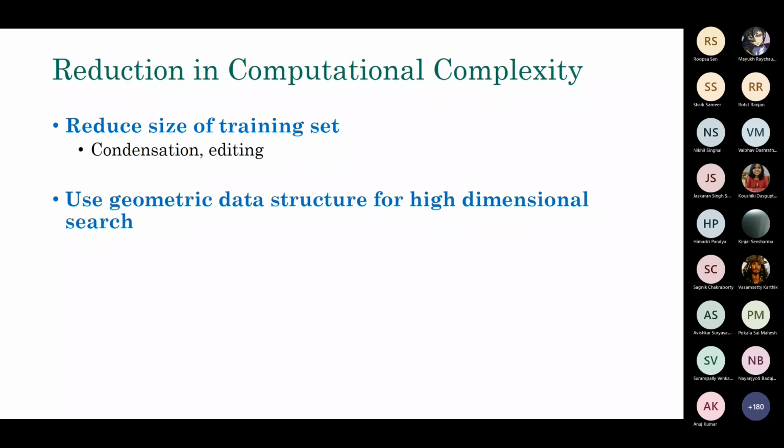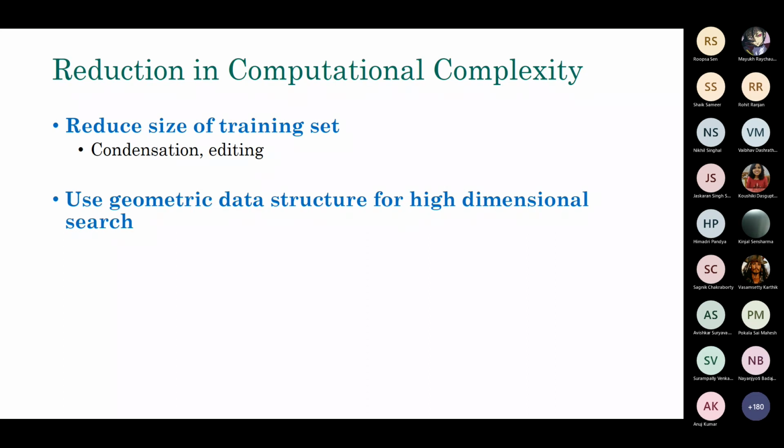So how can we reduce the computational complexity? One way to do it is to reduce the size of the training set, through condensation or editing. If you have plenty of examples in your training set, can we do something to keep only the necessary samples which are good for my classification performance? Can we figure that out and do that? One way to do that, of course, is some kind of data structure like the KD tree, which I mentioned briefly.